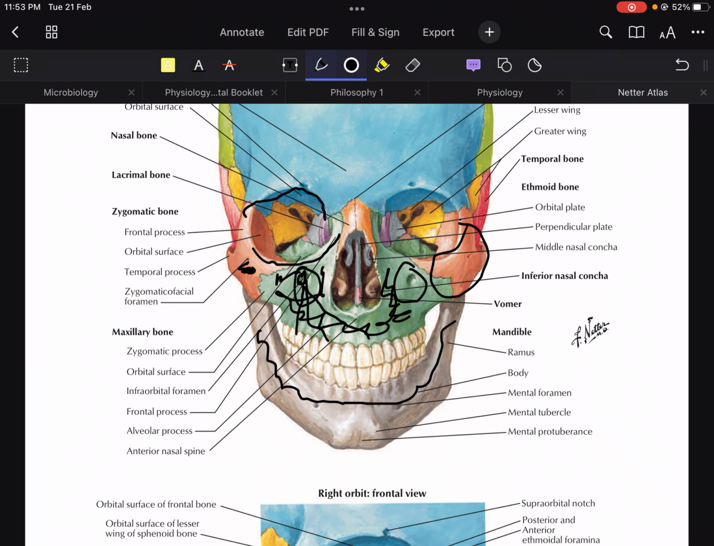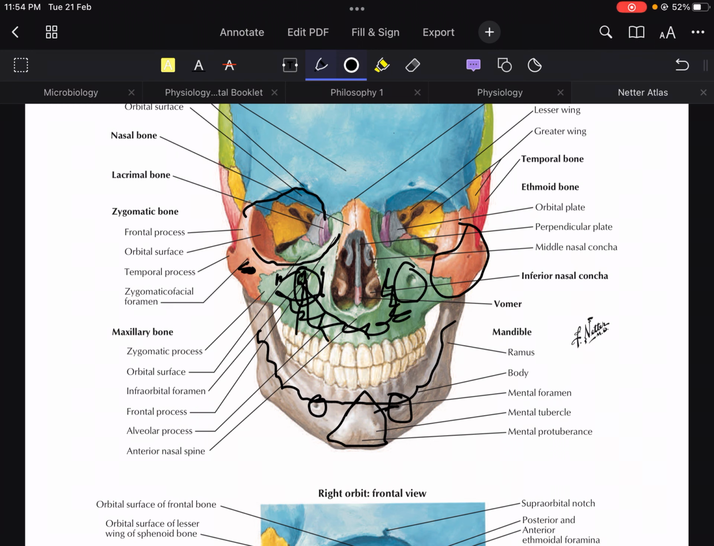Another foramen, which is located on both sides of the mandible, is the mental foramen. This mental foramen is for the mental nerve. The mental nerve will exit through this foramen, and it's for the innervation of the chin. It's very important. We can say this mental foramen is a continuation of another nerve. Which nerve? The inferior alveolar nerve.